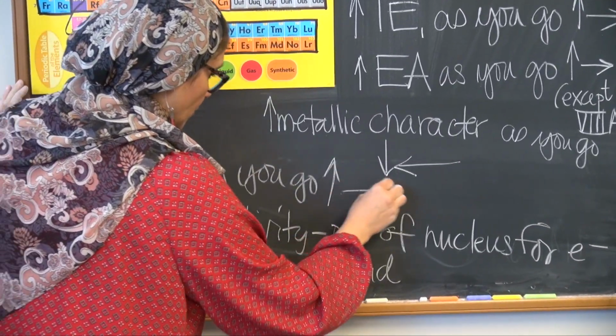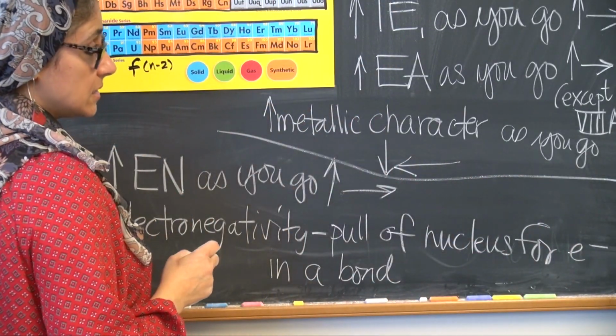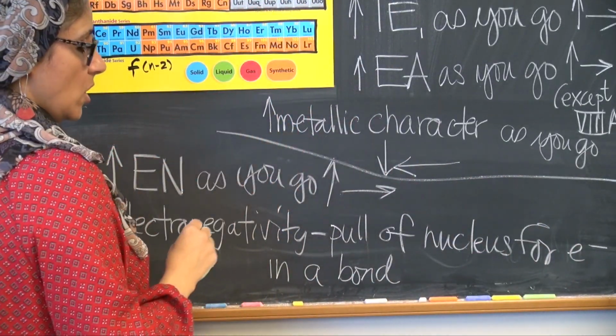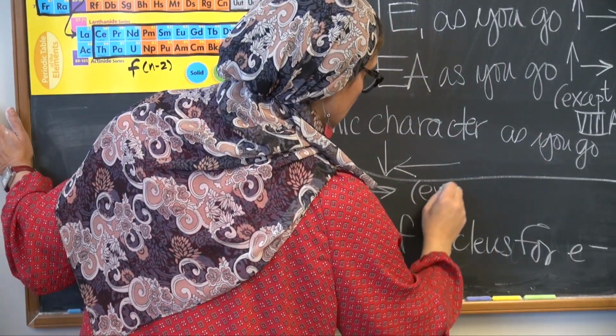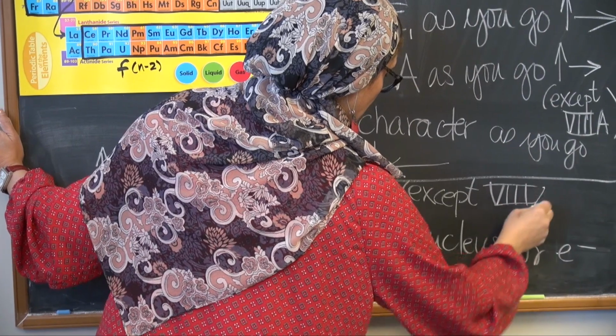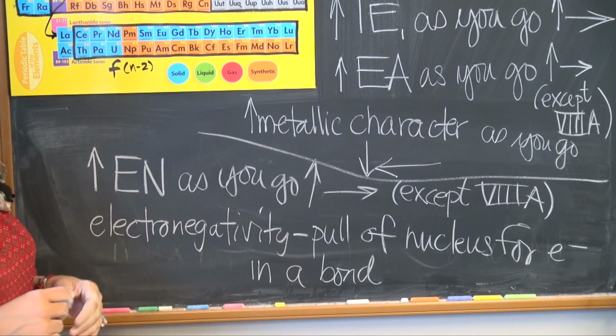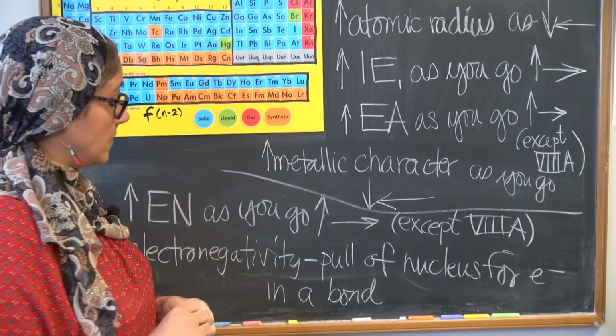The same concept goes, increasing electronegativity as you go up and to the right. However, since the noble gases don't typically bond, we're going to see these as the exception. And those really are the periodic trends that we need to be aware of.